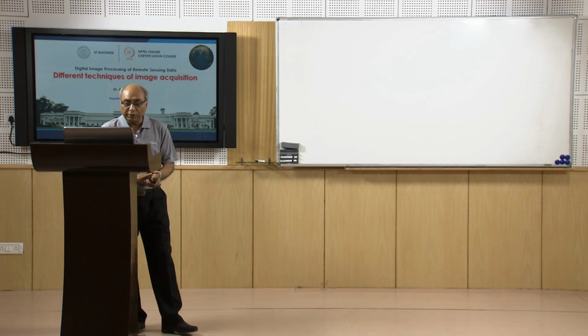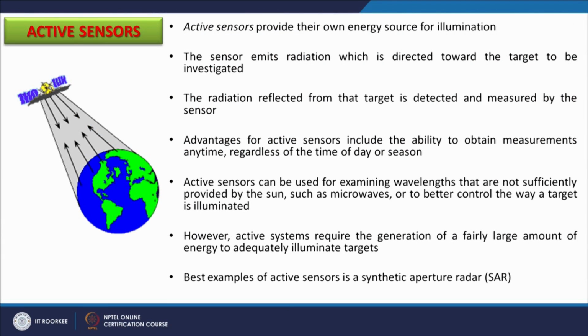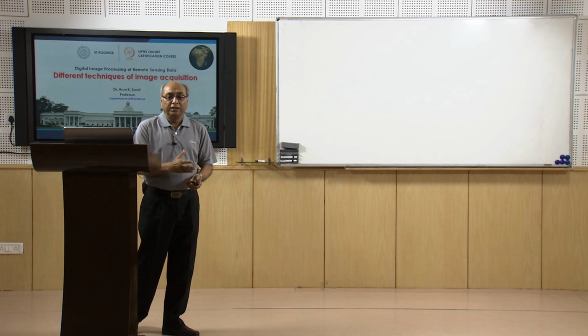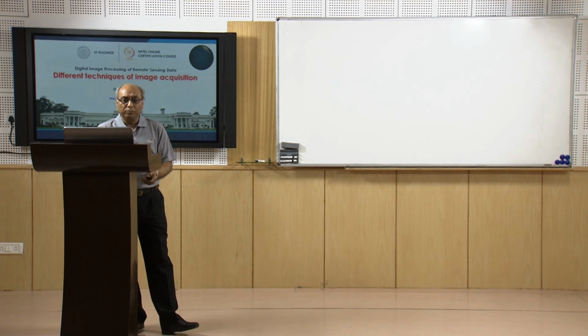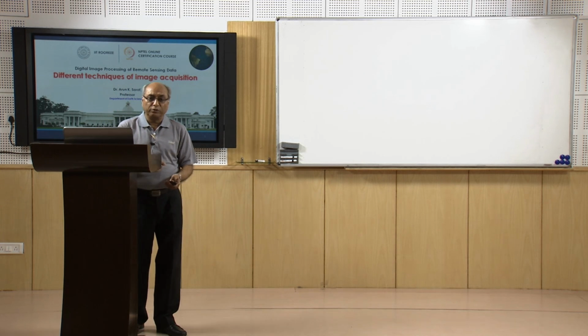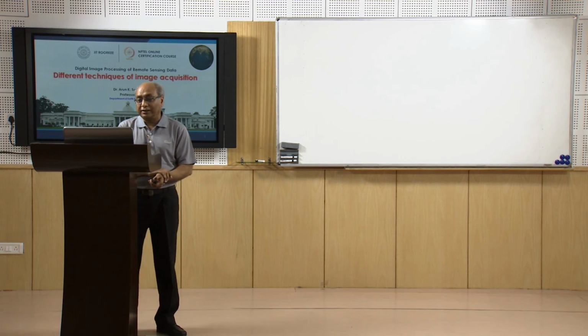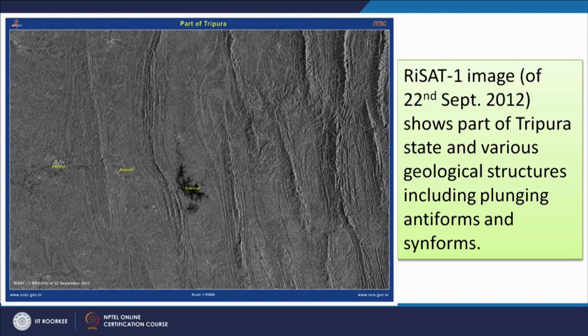The best example of an active sensor is synthetic aperture radar. I have given the example of Sentinel, C band, which has the SAR. So SAR is the most common technique. One of the examples from our own Indian remote sensing satellite, RISAT-1, which was launched on 22nd September 2012, is showing a part of Tripura. These are the different hill ranges which you can see, water bodies and so on.